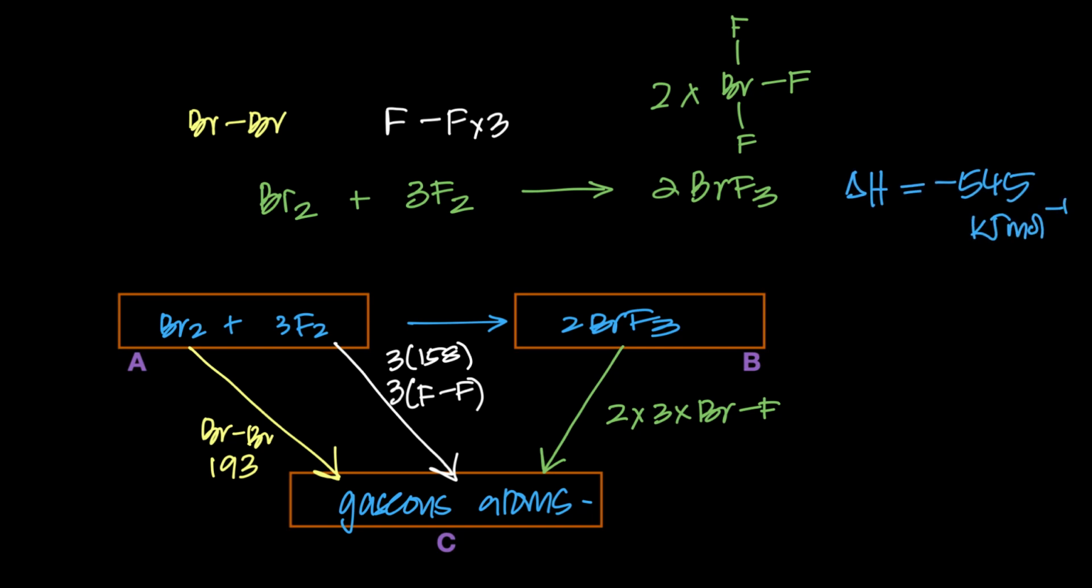So this method not only helps us find delta H's, but using delta H and every other bond energy, you can actually find the bond energy of a particular two atoms. So this blue arrow in the middle is minus 545. And this last one, the unknown Br-F, will be 6x, because there are 6 of these bonds, 3 in 1, and there are 2 of them.